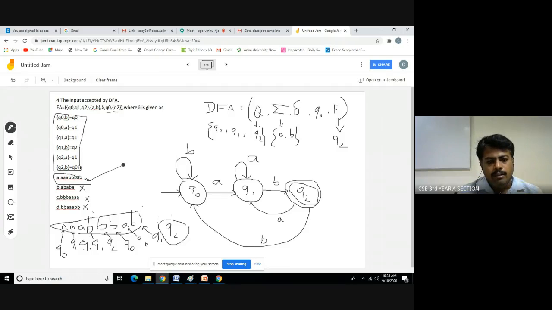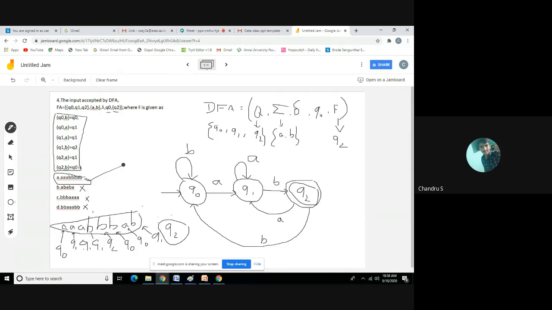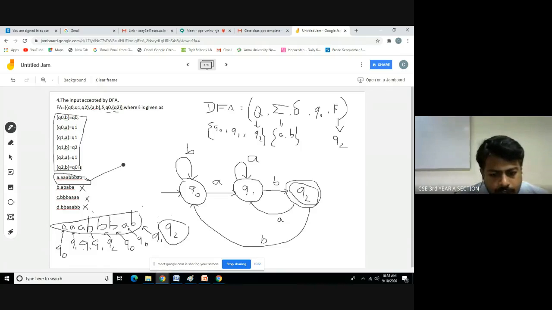Okay, students, does everyone understand how this flow occurs in the finite automata? Okay, so yes, next question, that is the final question.